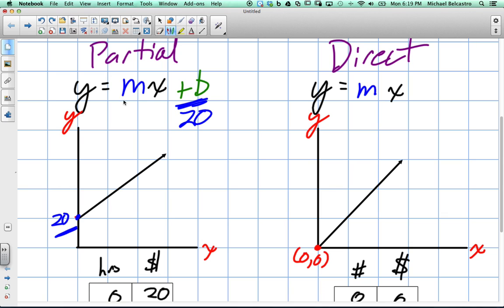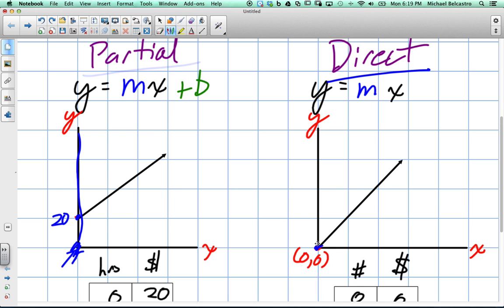Now the m in front of our variable x is what's considered the slope, so kind of the angle that this is on, and we're going to figure that out as we go. But essentially, partial is where it crosses the y-axis anywhere but 0, so it can't cross at 0, and direct is when it crosses at 0.